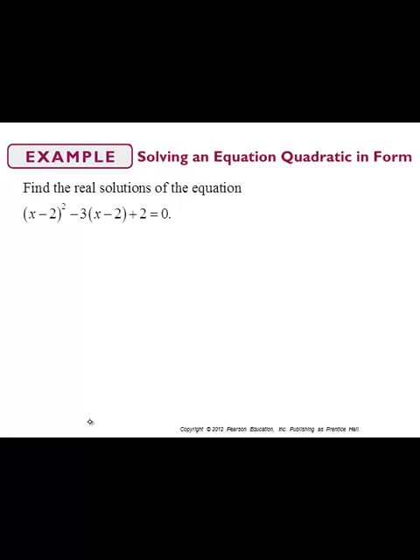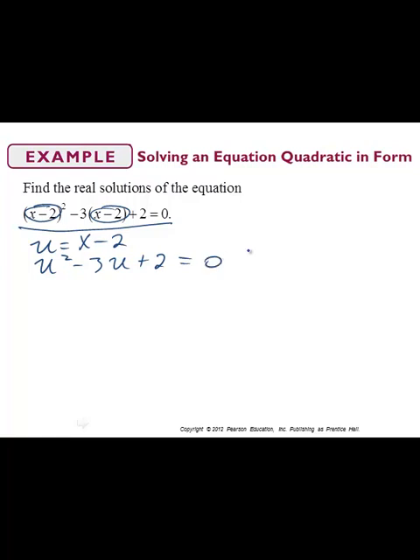Now let's take a look at solving equations that are quadratic in form. Let me tell you what I'm talking about here. Look at this equation: (x minus 2) squared minus 3 times (x minus 2) plus 2. Take a look at x minus 2 there and there. If you do a little substitution, u is equal to x minus 2, then you would have u squared minus 3 times u plus 2.